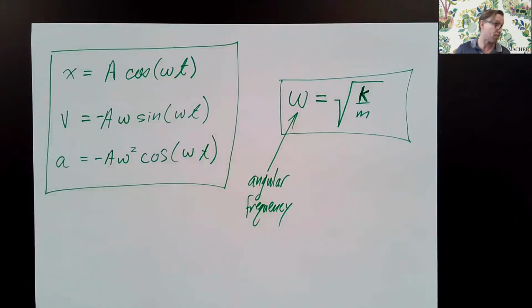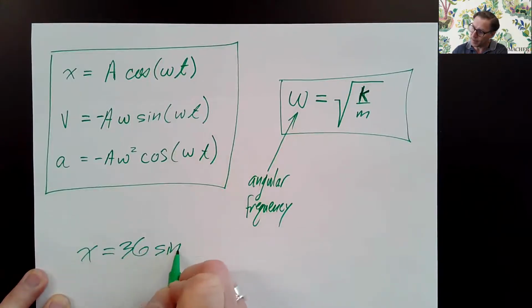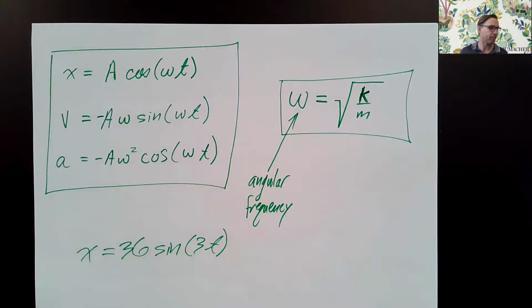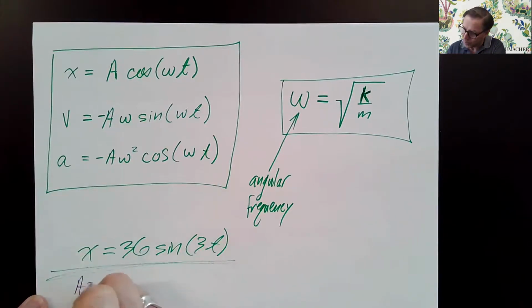So let's talk about the kind of problems that we deal with. Sometimes a problem will say, hey, there's an oscillator, and here's the equation that governs its motion: x equals 36 sine 3t. What do you know if x equals 36 sine 3t? Well, first of all, I know that A equals 36. So it goes 36 meters to the right before it starts.